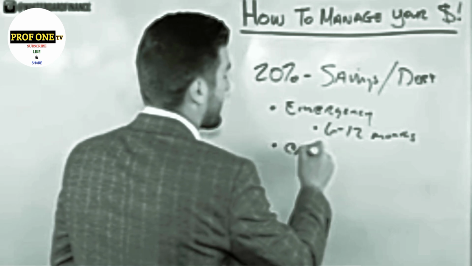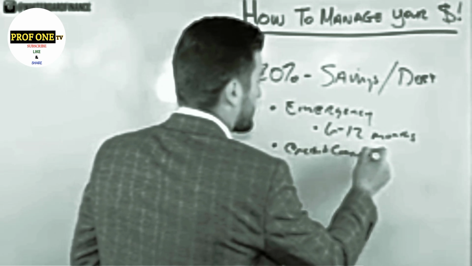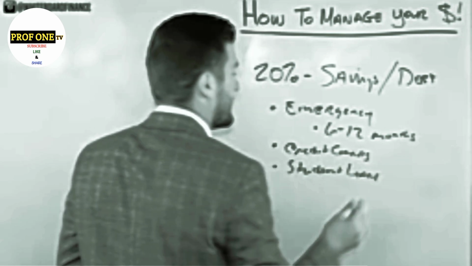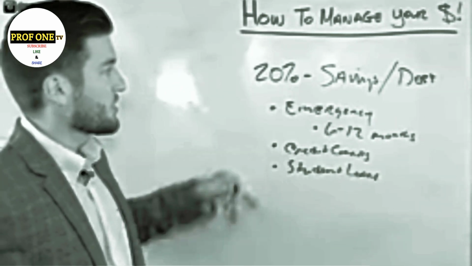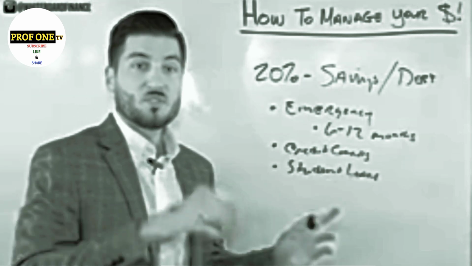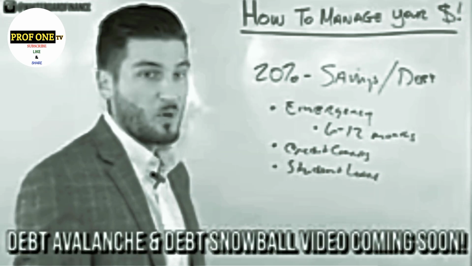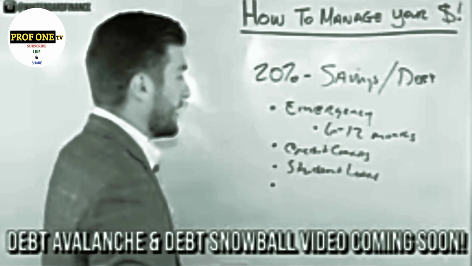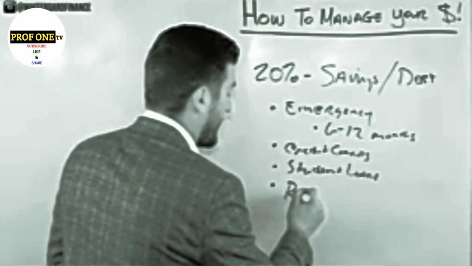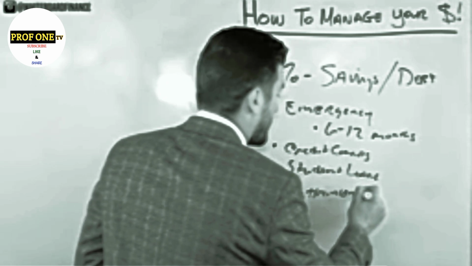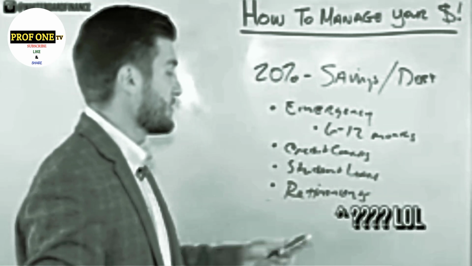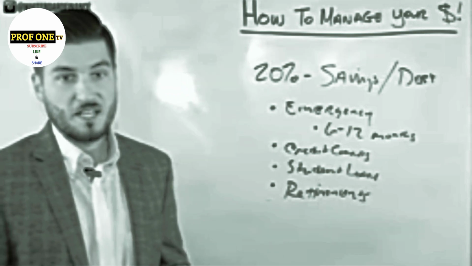Obviously, paying off debts. So if you have credit cards, student loans, things like that, these are debts that you should just smash using that 20%. And I will make another video about how to actually pay off debt using the debt avalanche and the debt snowball method. Okay? And then obviously, if you want to save for retirement, in my opinion, this is one of the things that most Americans will be suffering from 20, 30 years from now, because a lot of them are just not focusing on retirement savings.